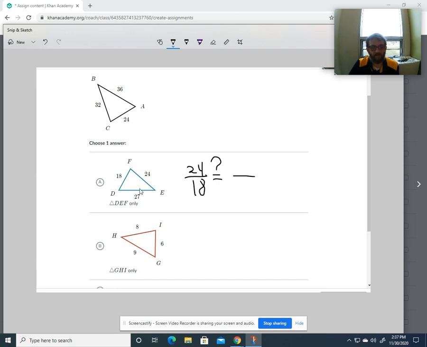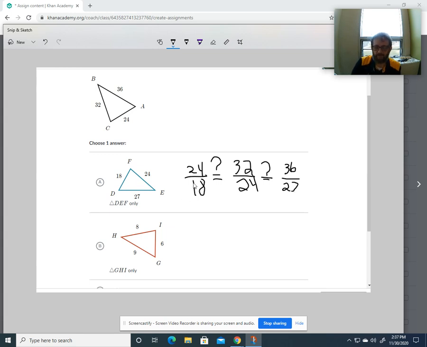And then the middle side here is 32, compared to the middle side here, which is 24. How does that compare to the biggest side here, which is 36, divided by the biggest side here, which is 27?